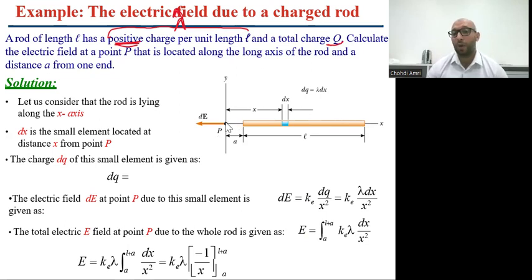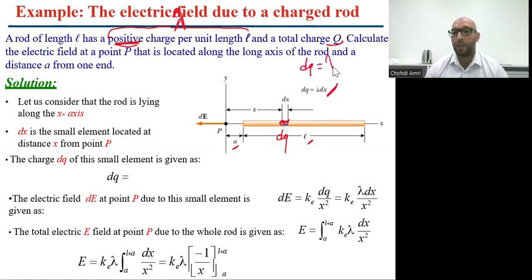The distance from the point P to one end of the rod is called A. The length of the rod is called L. Now, what are we going to do? We will take a portion of charge, an element of charge dq. dq in this case is equal to lambda dl.